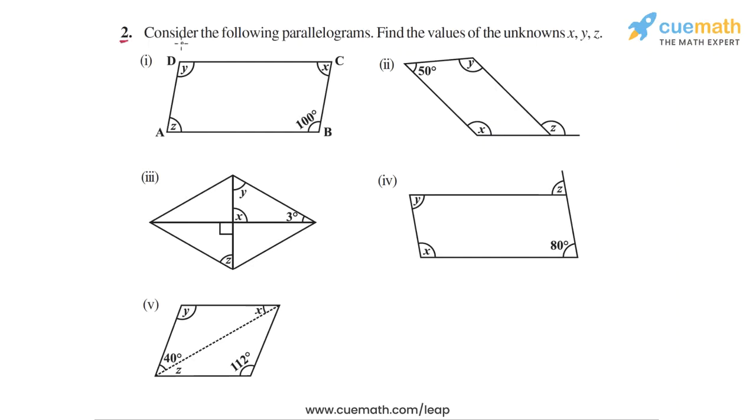Question 2 says, consider the following parallelograms. Find the values of the unknowns x, y and z. So we are given these 5 parts. In each part we have a parallelogram, and in the parallelogram some angles are unknown and they are represented by the letters x, y and z, and we have to find their values. So let's go part by part. Let's start with the first part.